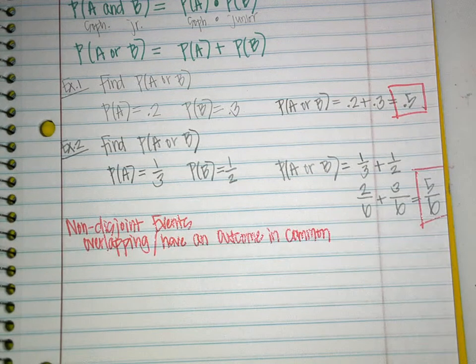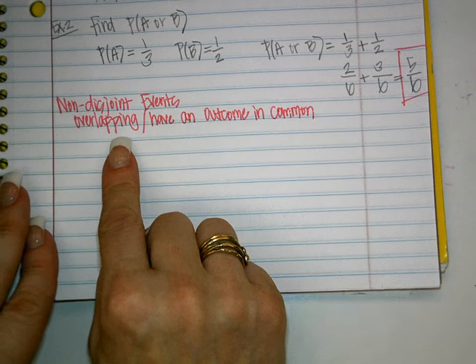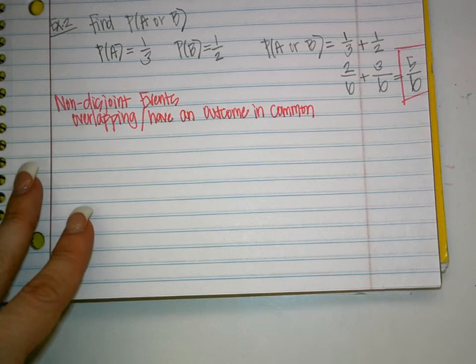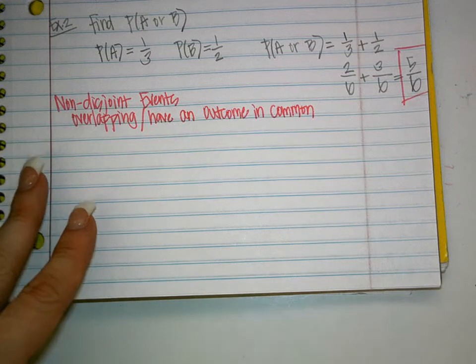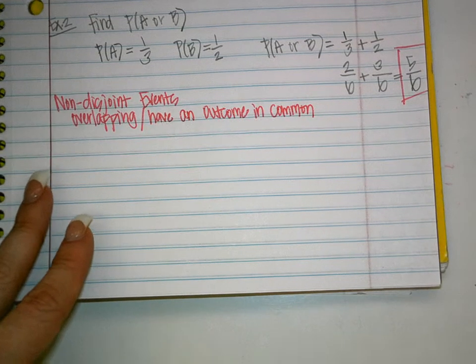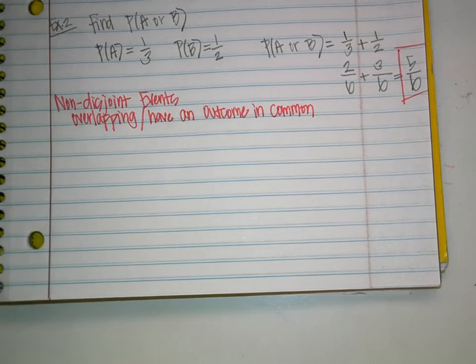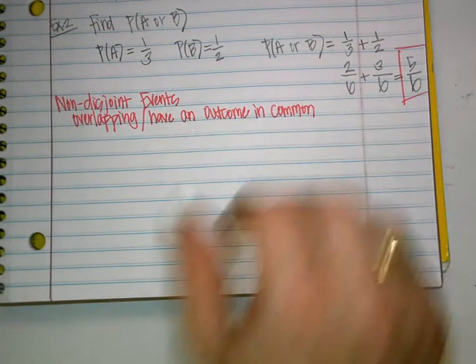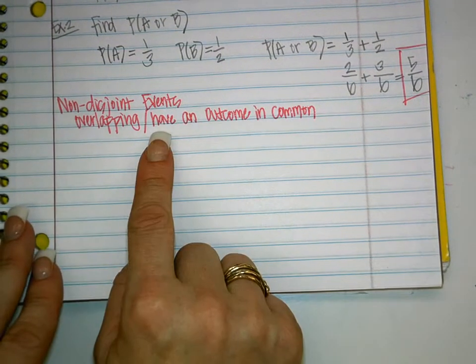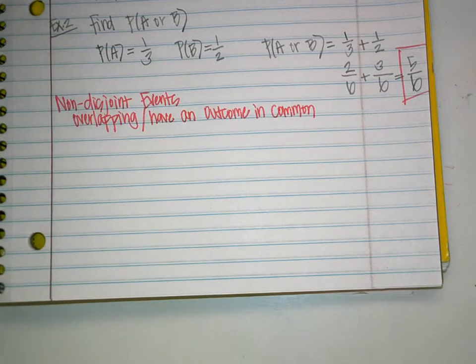Okay, they could have an outcome in common. So this is basically like trying to find, in this class, someone that is a sophomore and a girl. You'd have to add up all the sophomores and then add up all the girls. But some people I might have counted twice. I counted them as a sophomore and I counted them as a girl. So you have to subtract out. That's why these are called overlapping, because one person could be both.